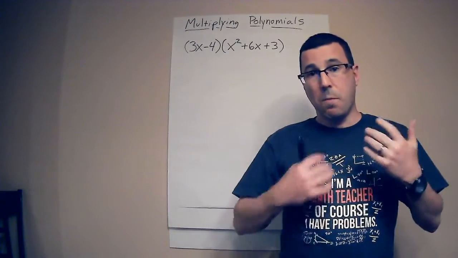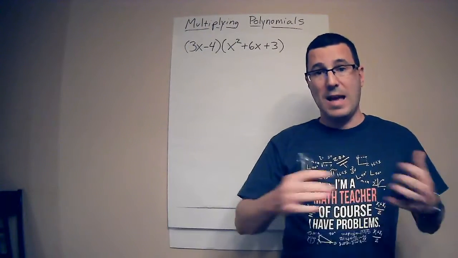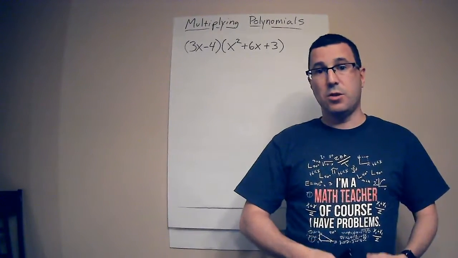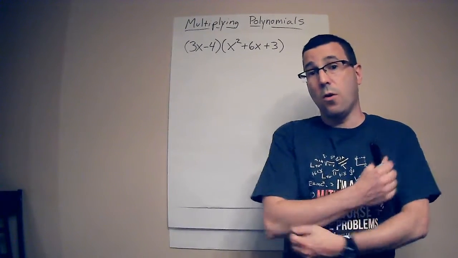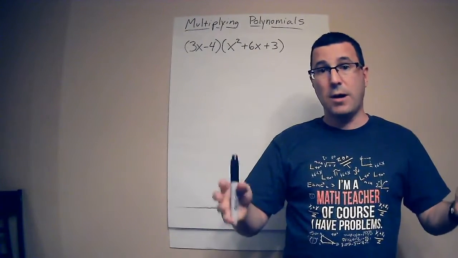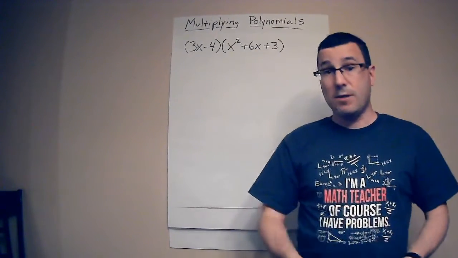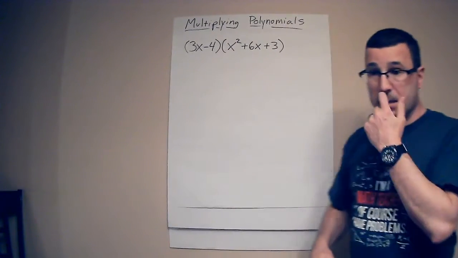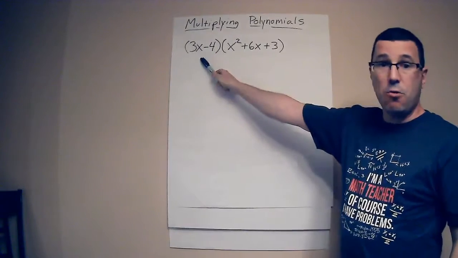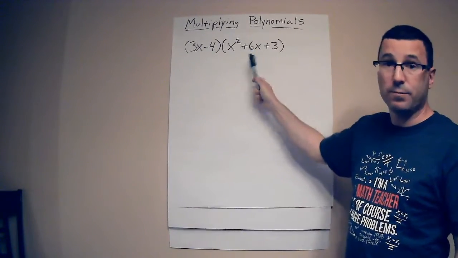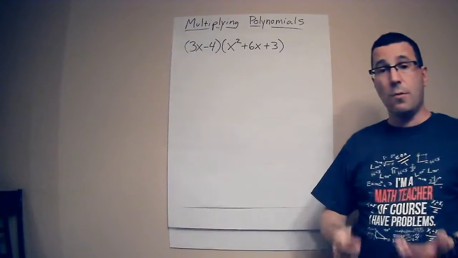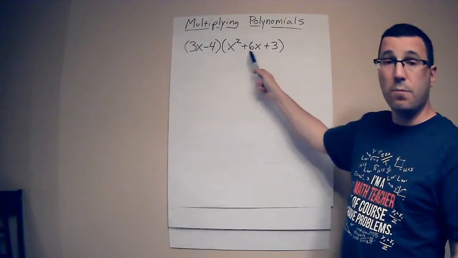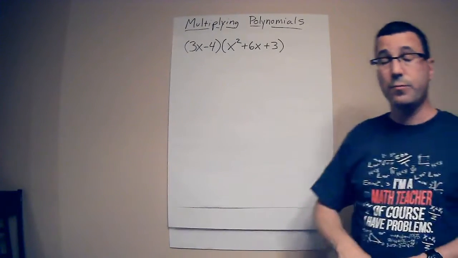When we are doing multiplying polynomials, we're expanding it to include not only binomials but also trinomials or more than two binomials multiplying each other. And I have three examples of that here. So the first one is a binomial multiplying a trinomial. So what we have here is 3x minus 4 times x squared plus 6x plus 3.